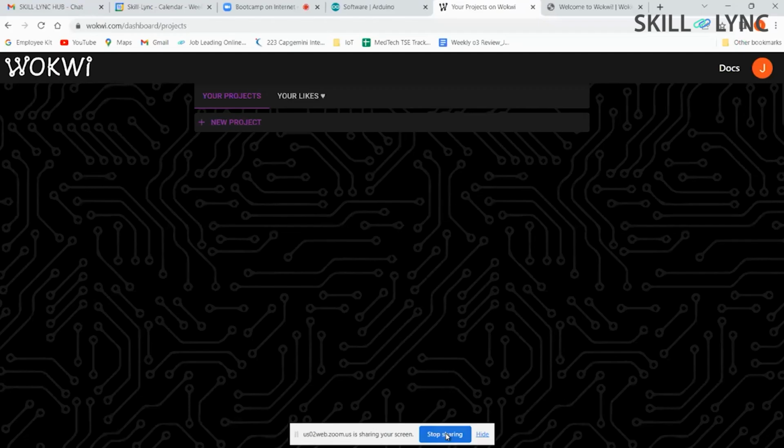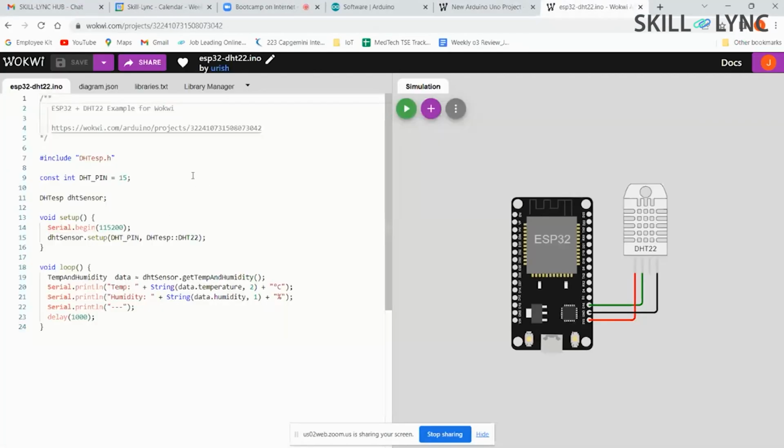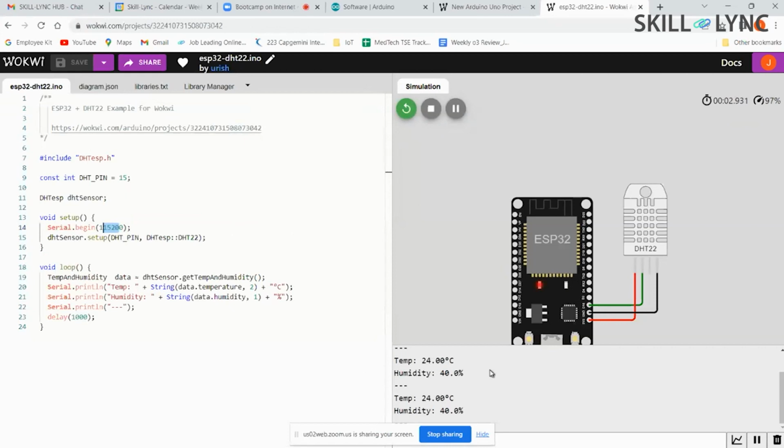Just give me a few minutes. Again, see, this is with ESP32, which is a Wi-Fi module, the same code, but the baud rate has been changed here. Now you can see the temperature is monitored here. Okay, so this is how the ESP works.